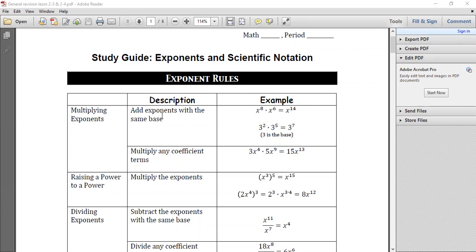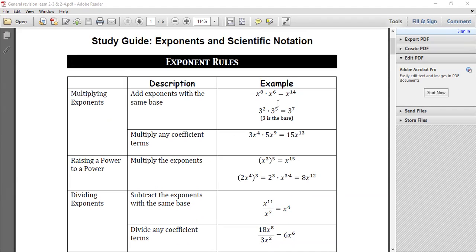So for the first one, add exponents with the same base. This is in case you are multiplying exponents. Then x to the power of 8 times x to the power of 6 equals x to the power of 14. When you have the same variable, like x and x, we have to add the exponents together. Also, when we have the same base, like 3 to the power of 2 and 3 to the power of 5, we have to add them together because 3 is the same base. Any question about the first part?